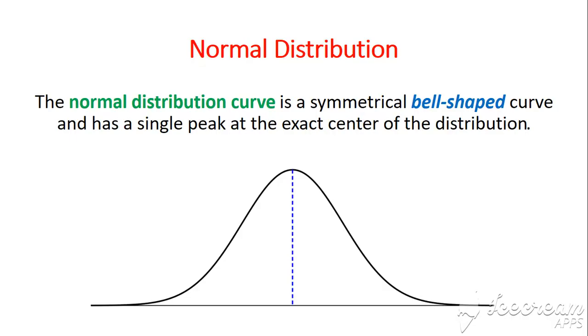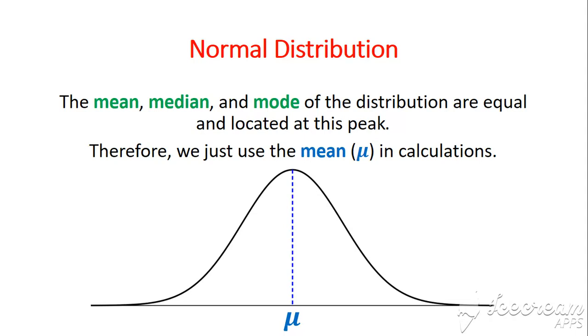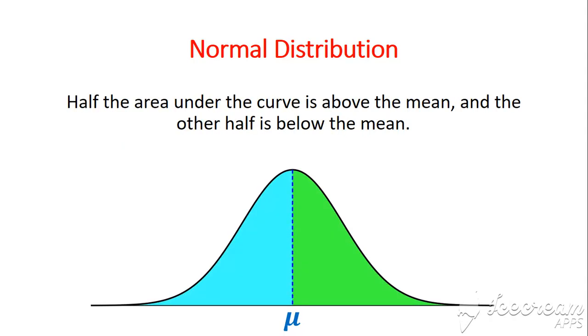Remember, the normal distribution curve is a symmetrical bell-shaped curve and has a single peak at the exact center of the distribution. Because we take a large enough sample, the mean, median and mode are all equal. Therefore, we just use the mean, which remember is called mu, in our calculations. Half the area is above the mean and the other half of the area is below the mean.